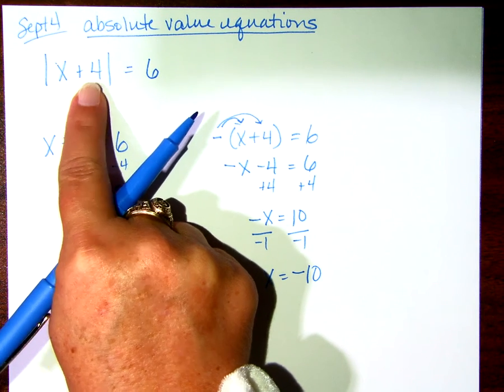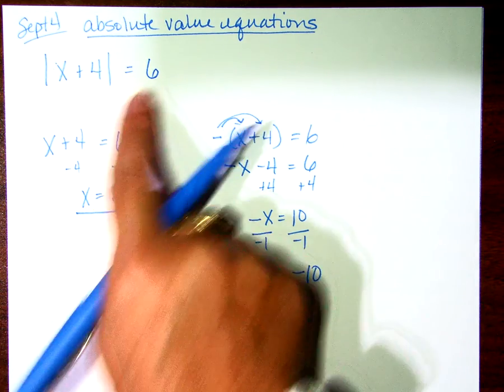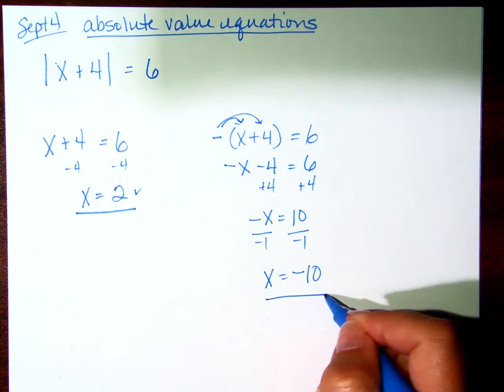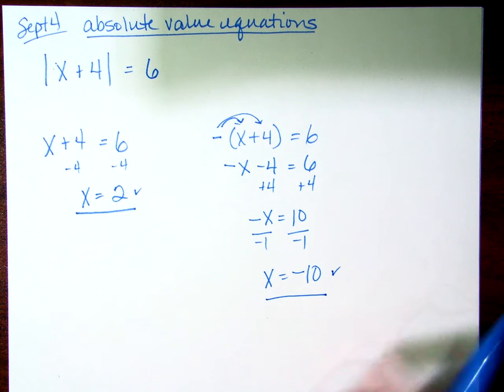Okay, what is negative 10 plus 4? Negative 6. What's the absolute value of negative 6? 6. Does 6 equal 6? Then this is, wait, which one of these is right? Wait, so if I have an absolute value equation, should I get two answers? Every time? Almost every time? Almost every time.